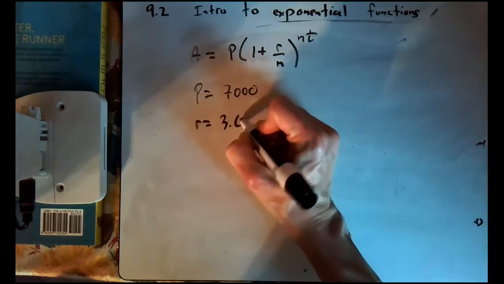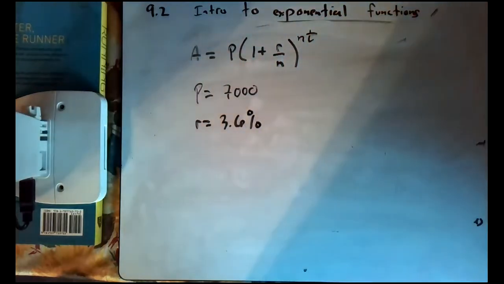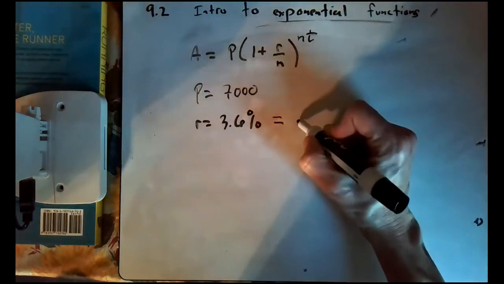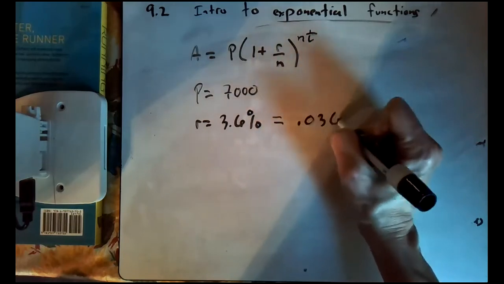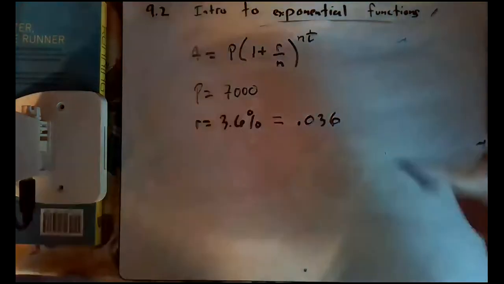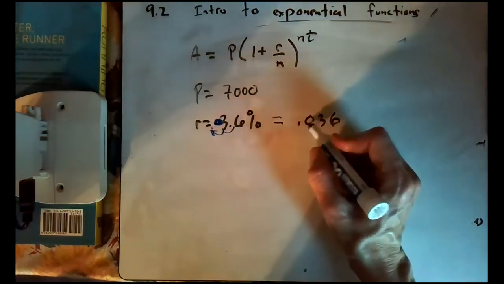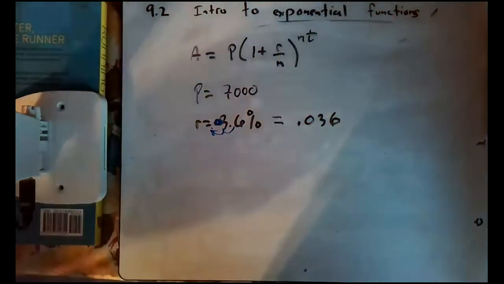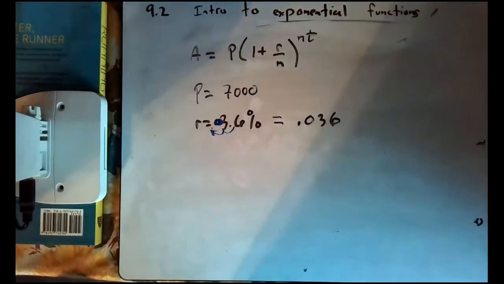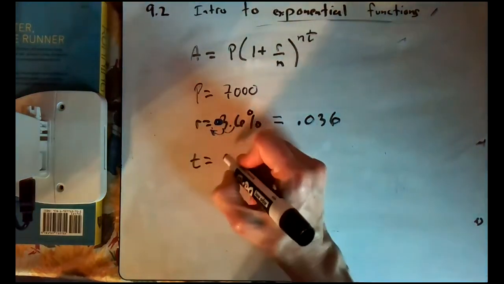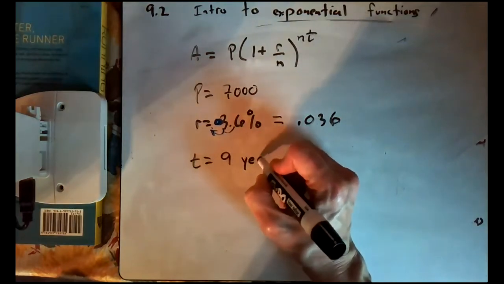3.6%. Remember, how do you convert? You must convert all percents into decimals. How do you do that? You slide the decimal 2 spaces to the left. That's 0.036. Remember, if there's no digit right there, you add a 0. 0.036. That's what we need to use. Now, how long are we doing this for? Invested at 3.6% interest for 9 years. So T is 9 years.